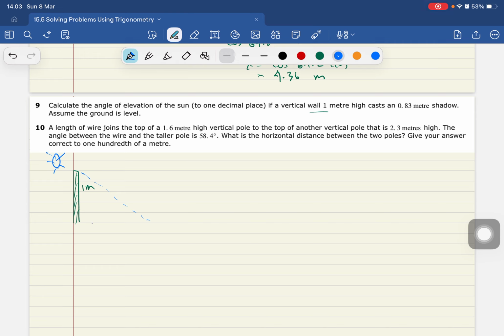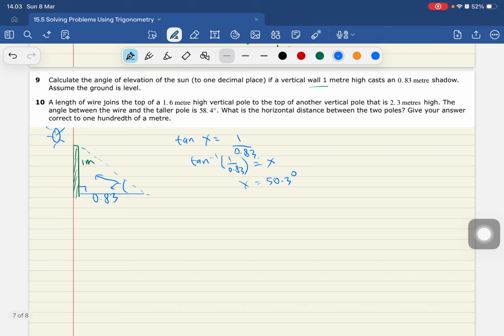The shadow is 0.83. So we need to find this angle. We have the opposite and the adjacent, so we can use tan x equals opposite over adjacent. Here the opposite is 1 divided by the adjacent 0.83. So x equals the inverse tan of 1 divided by 0.83. Please use a calculator, and your answer is going to be 50.3 degrees.